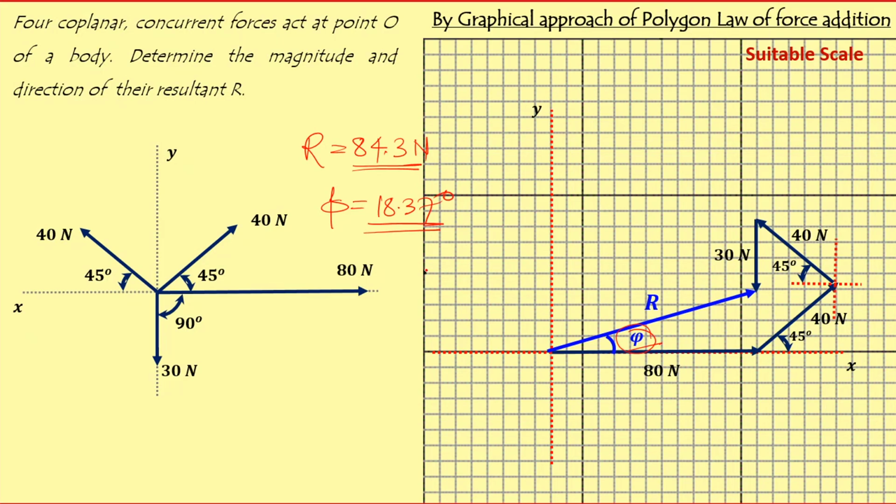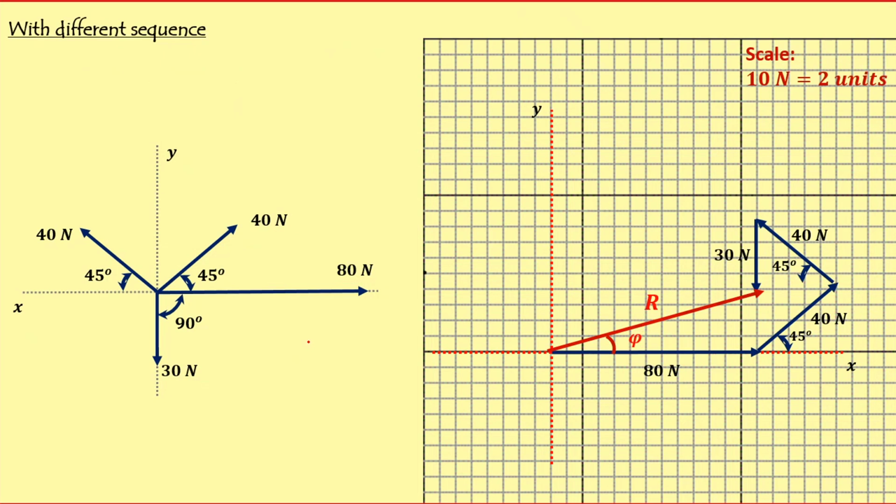So at this stage, one question comes: whether this sequence is important, meaning I considered 80 Newton as the first force, then 40 Newton, then 40 Newton, and then 30 Newton. Is this sequence mandatory? It is absolutely not. You can use any sequence. Let's understand it. This is the problem that we already drew with this sequence, and this is the resultant R, and this is phi.